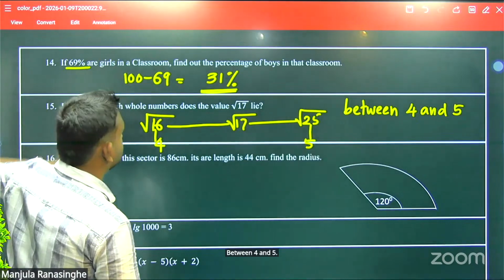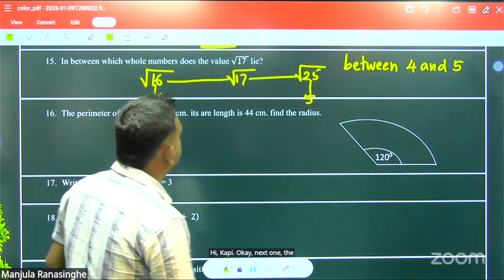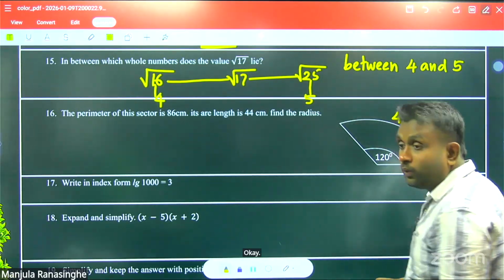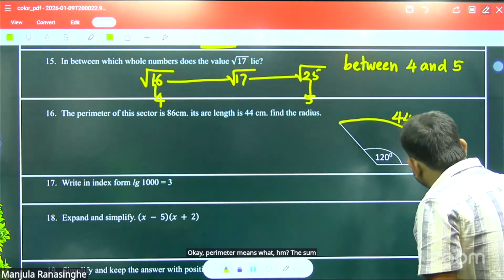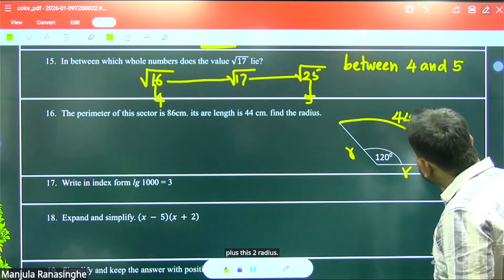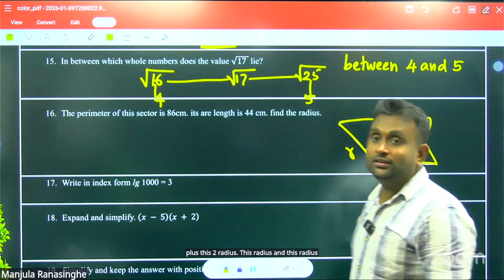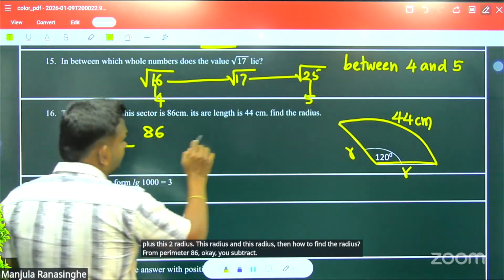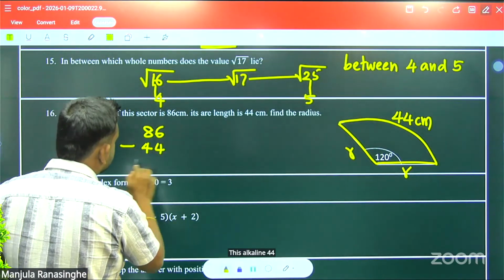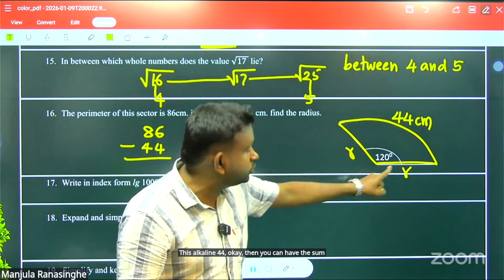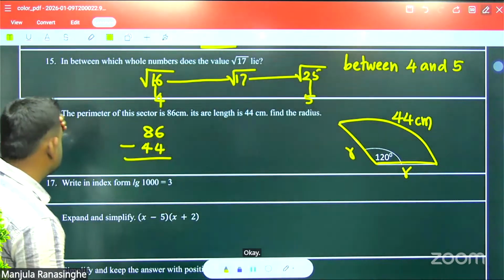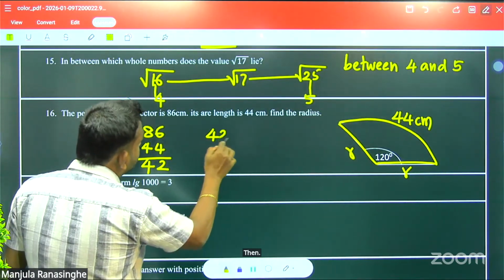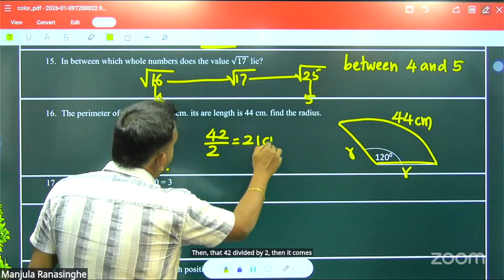I copy. Right. Okay, next one, the perimeter of this one is 86 and the arc length is 44. Okay, perimeter means what? The sum of the arc length plus these two radii, this radius and this radius. Then how to find the radius? From perimeter 86, you subtract this arc length 44, then you have the sum of the two radii. From 86 subtract 44, it comes as 42. Then 42 divided by 2 comes as 21 centimeters.